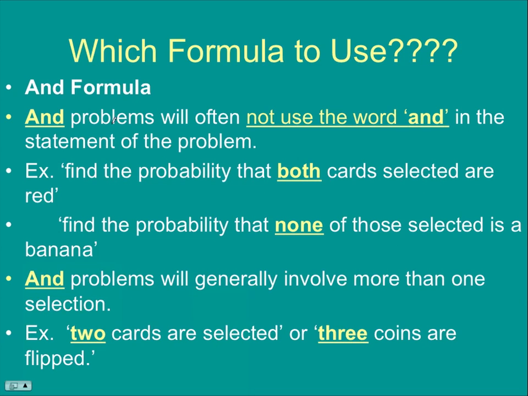So the AND formula. AND problems will often not use the word AND in the statement of the problem. So an example, it says find the probability that both cards selected are red. So we didn't use the word AND, but this would tell us AND. Find the probability that none of those selected is a banana. And AND problems will generally involve more than one selection. So there's going to be multiple trials in that 2 cards are selected or 3 coins are flipped. Alright, so that is compound probability and using the words OR and AND.